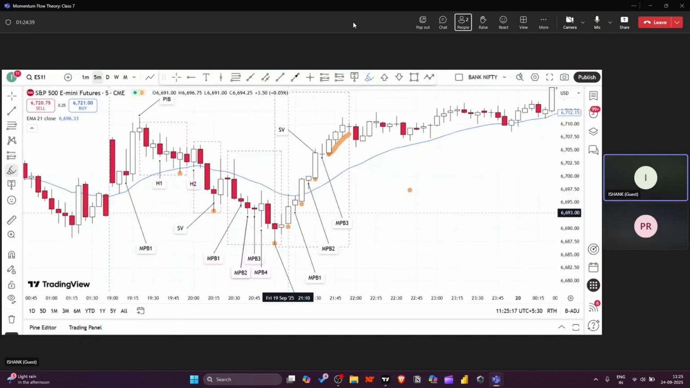Now I told you, since the move is starting from the previous bar, although it is a bull doji bar, we have to mark the next MPB. What is an MPB? What is a pause? We have six different kinds of pauses. Only if it comes after that, we have to mark it.